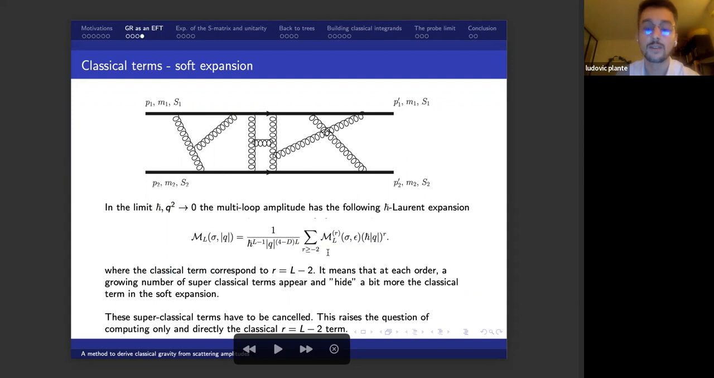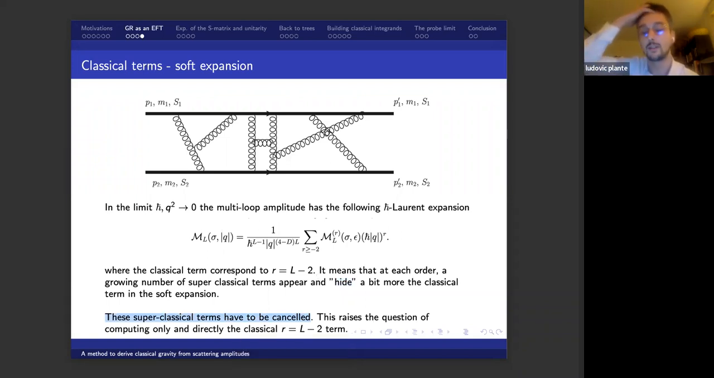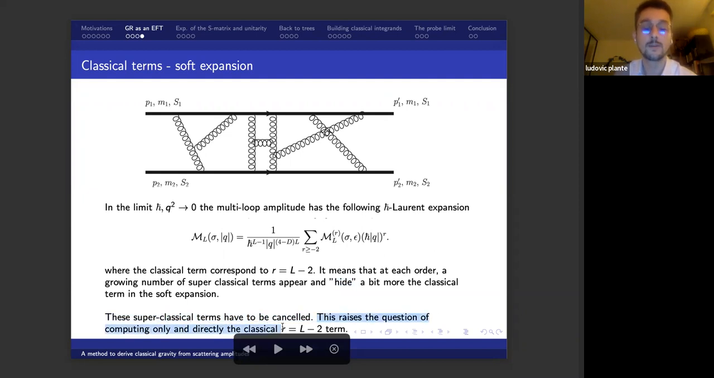But at each loop order, you have more and more superclassical terms that appear, when r equals minus L, minus 1, 0, etc., until L minus 2, which hide a bit more at each order the classical term in the soft expansion. So these superclassical terms have to be cancelled. For example, in the eikonal, you cancel them by exponentiating. But this raises the question of computing only and directly the classical r equal L minus 2 term at the level of the integrand, so that you don't have to compute them in the end.